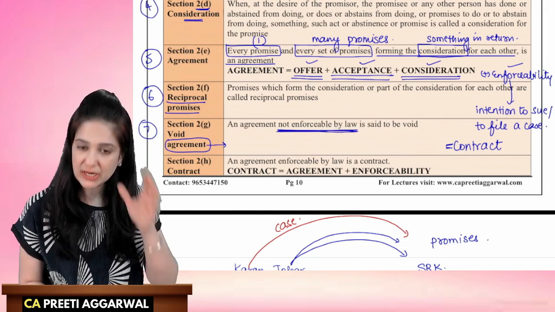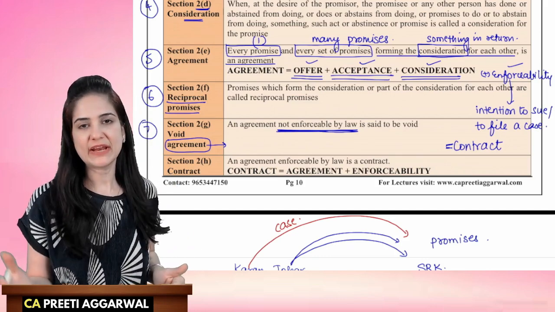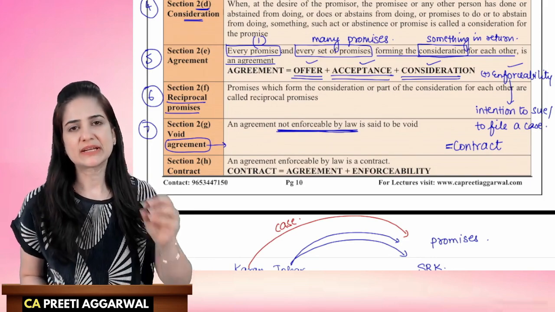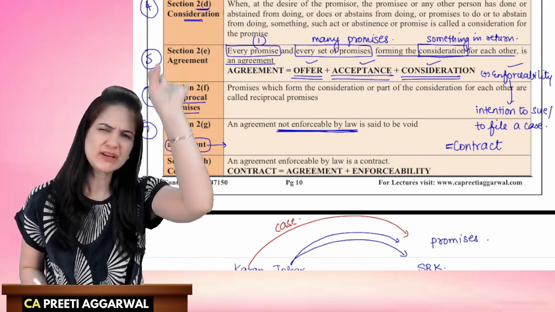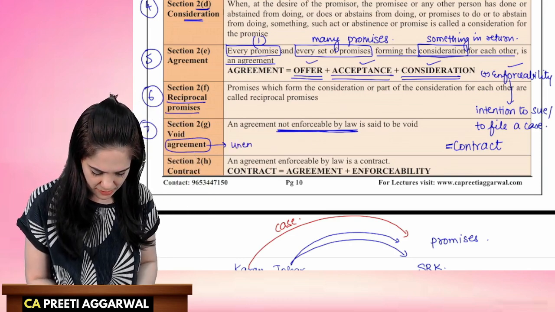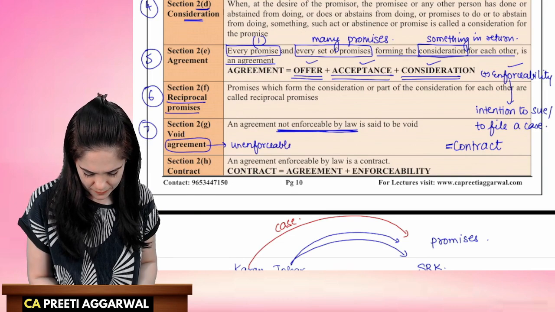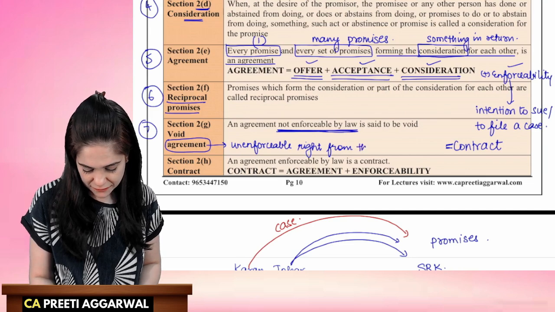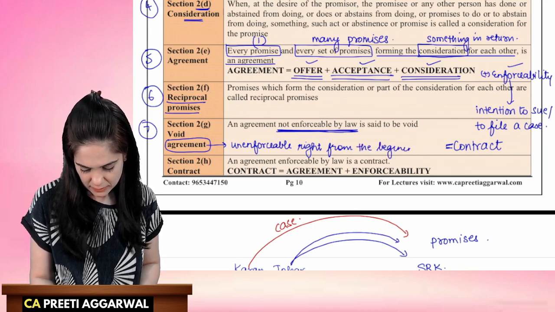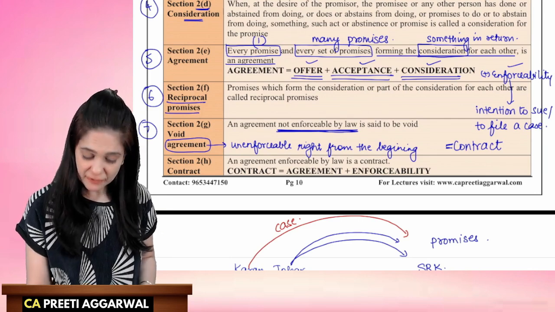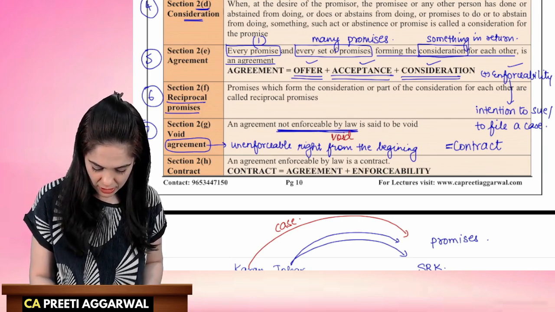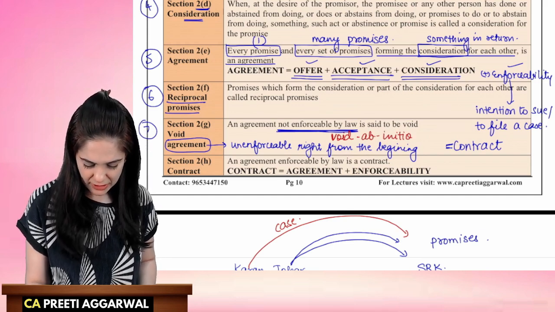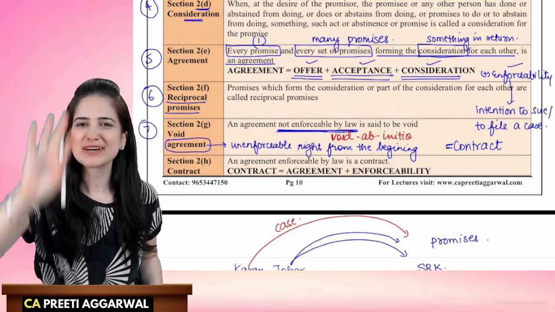Later on, we will be studying the classification of contract. There I will explain the difference between void contract and void agreement. But over here, just listen that this is unenforceable right from the beginning. There is a Latin phrase for it. They are talking about void ab initio. Void ab initio means void right from the beginning.